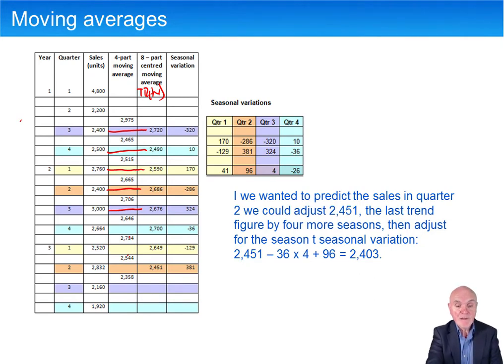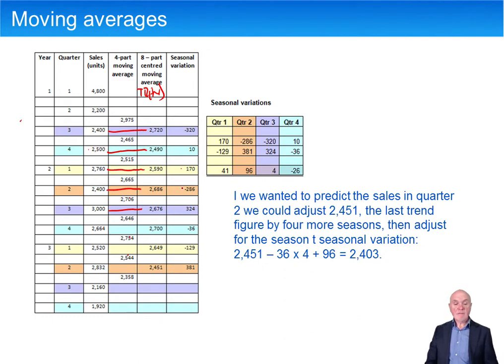So here we see the trend is 2720. The actual sales figure is 2400. So the actual sales are below the trend. So this looks like a bad season. So here we have minus 320. The next one, we're nearly spot on. The trend figure 2490, the actual sales 2500. It's only 10 adrift. This one looks like a good season. 2760, 2590. It's a positive kind of season. It's a favourable season. It's well up, and then we're well down, and so on.